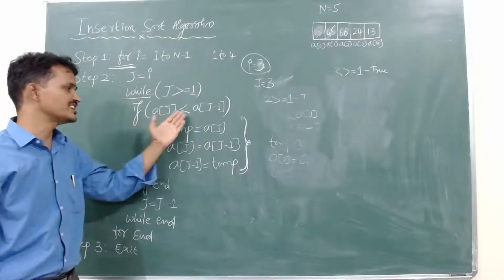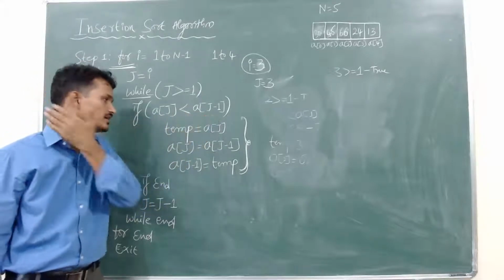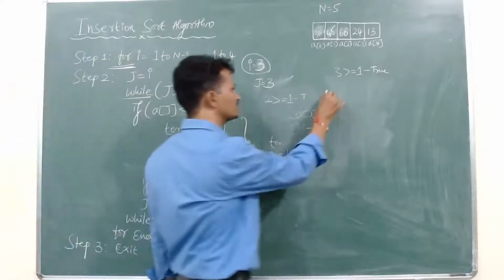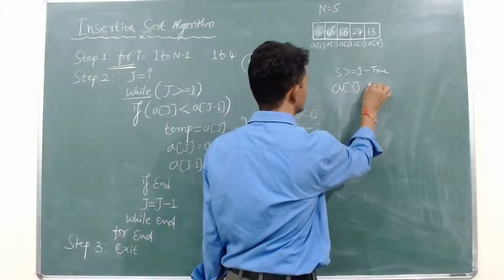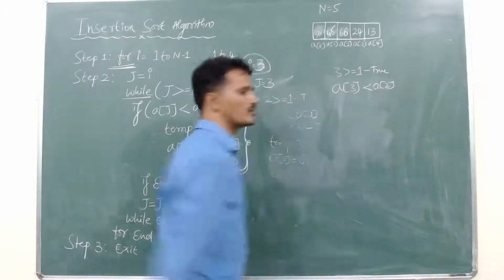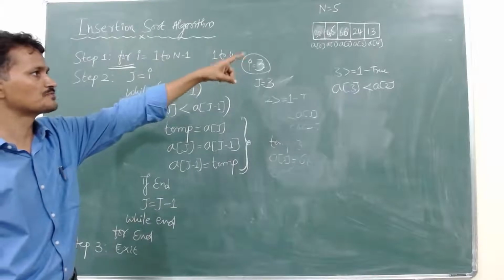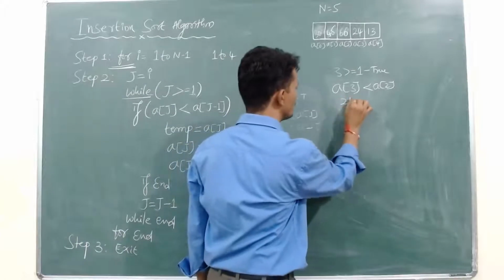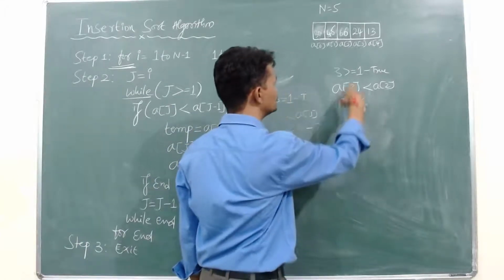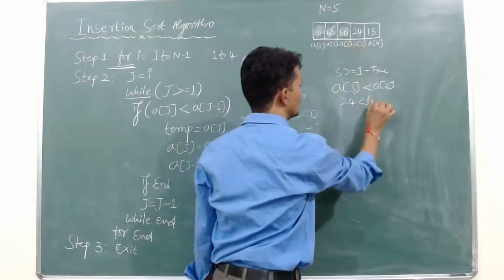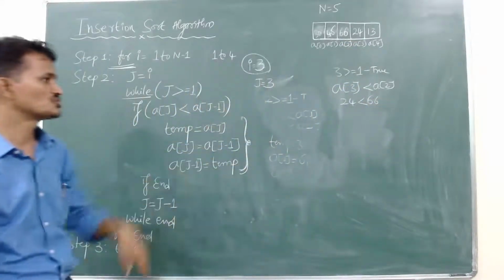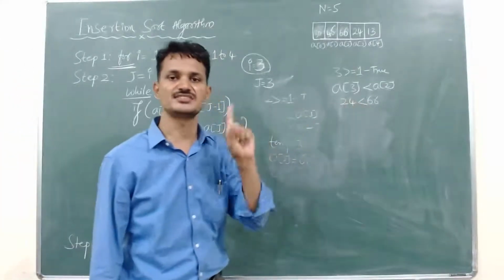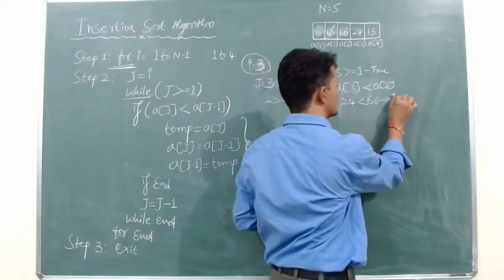If a of j is less than a of j minus 1. A of j means a of 3 is less than a of 2. Let me write a of 3 is less than a of 2. What is the value stored in a of 3 and a of 2? Have a look at this. A of 3 has 24 and a of 2 has 66. I'll substitute the values. 24 is present in a of 3, 66 is present in a of 2. Now just check whether the condition is true or false. 24 is less than 66. Yes, it is true.